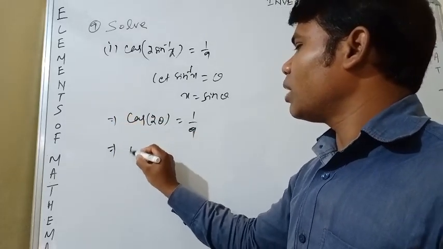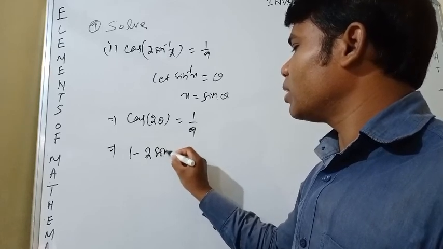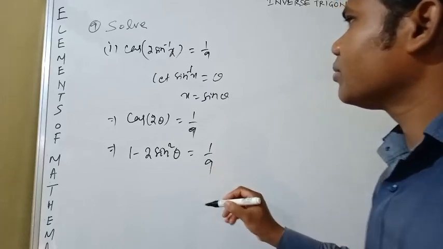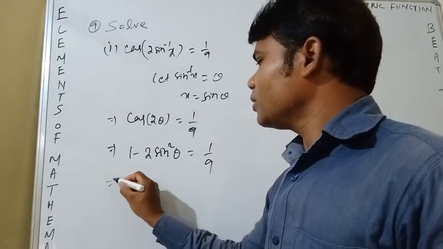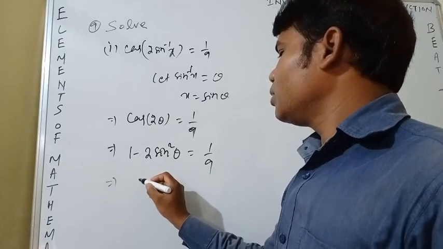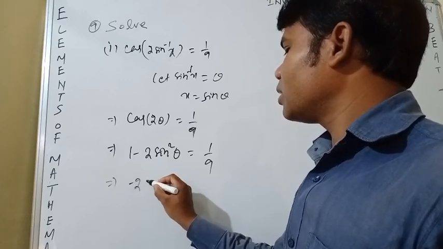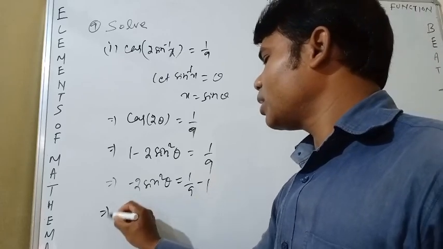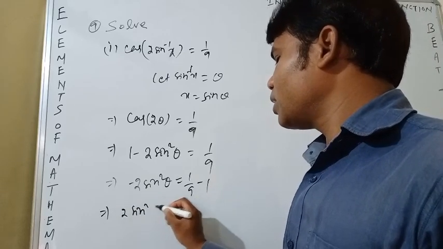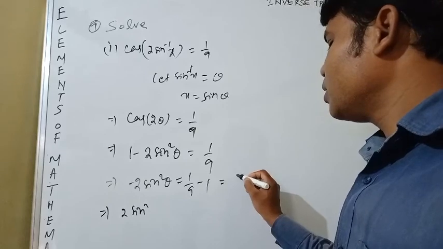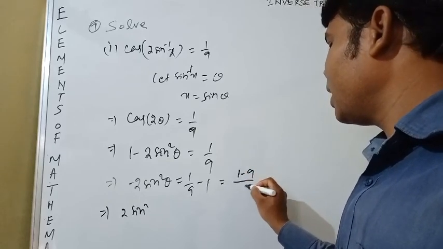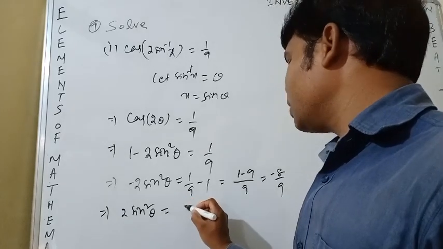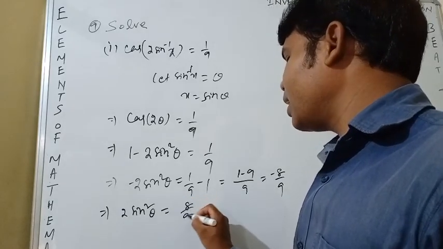cos 2θ = 1 − 2 sin²θ = 1/9. This implies 2 − 2 sin²θ = 1/9... so 2 sin²θ = 1 − 1/9, which equals 8/9. So 2 sin²θ = 8/9.